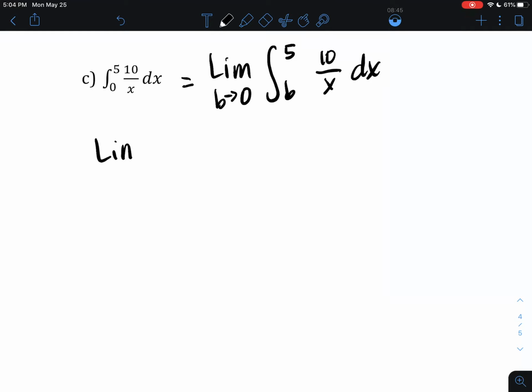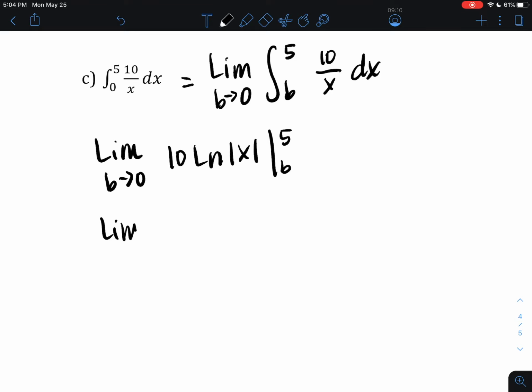So let's do the integral. The limit as b approaches 0 of 10 natural log of the absolute value of x, from b to 5. If you don't put the absolute value here, we're looking at positive numbers that we're going to integrate. So it's up to you if you put it or not. I won't knock points off for that here. Then we have the limit as b approaches 0 of 10 ln of 5 minus 10 ln of b.